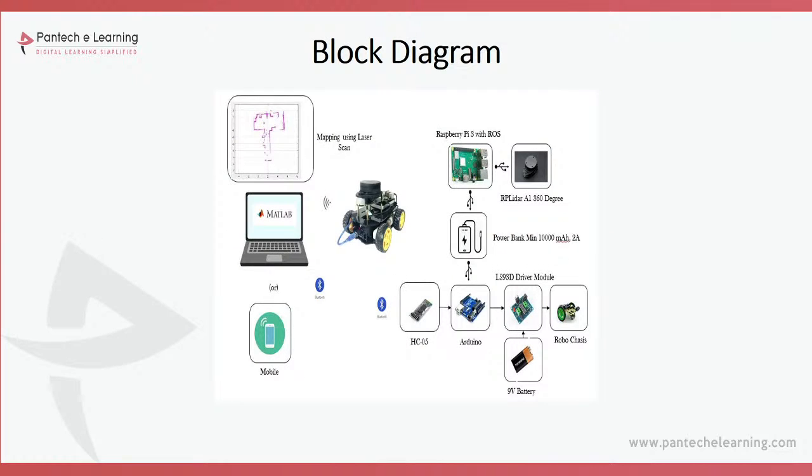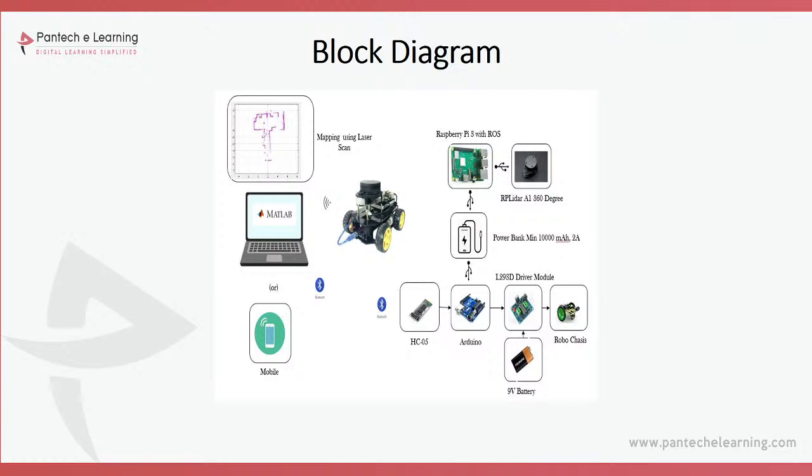So this is nothing but the block diagram where we will be integrating our SLAM robot. Here you can see the Raspberry Pi is connected to the RP lidar using USB serial, and that Raspberry Pi is directly connected to a power supply to enable the UDP section, and from that we will be integrating directly with MATLAB inside our system, or we can also directly transfer the data to our mobile.